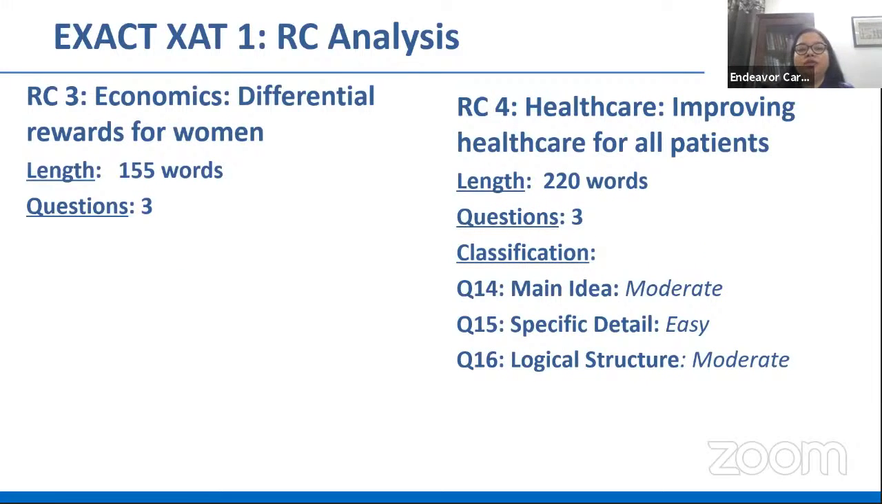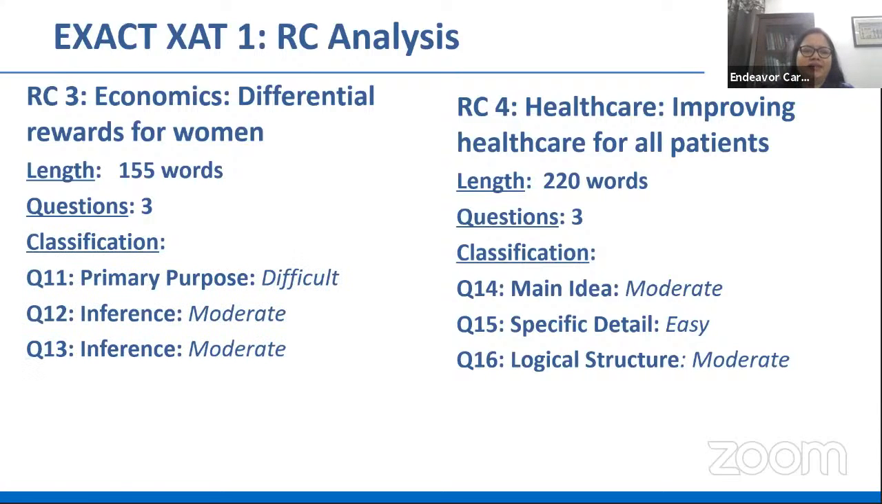Economics, it talked of differential rewards for women. But look at the length of this passage, just 155 words. Barely the length of a critical reasoning passage or a summary passage of CAT. And 3 questions. Yes, the idea was difficult. You would have to read the passage twice at least to get a sense of what it's saying. And even while doing the questions, to eliminate the options, you'll have to keep going back to the passage, referring to the ideas there. But very much doable.